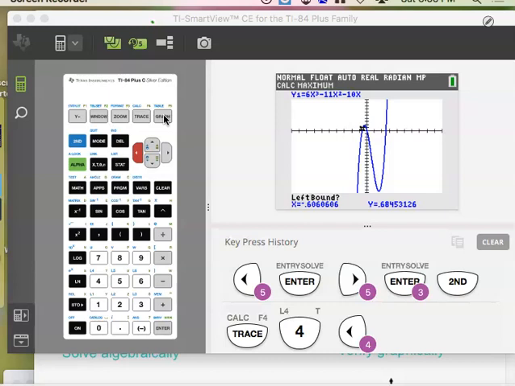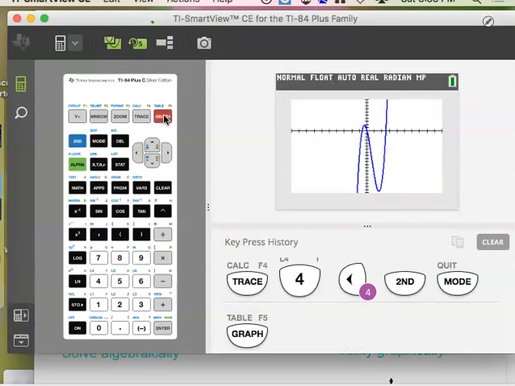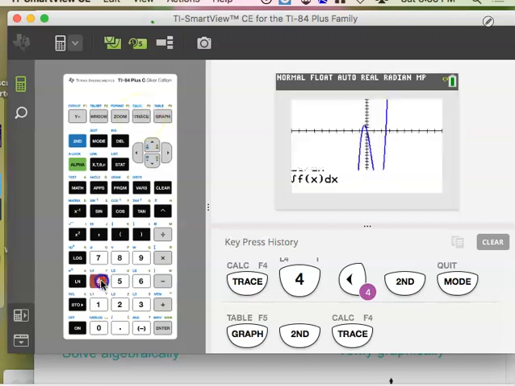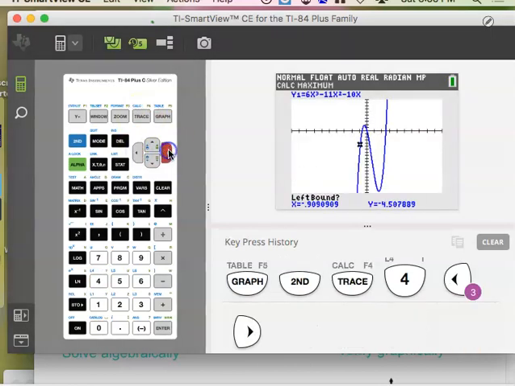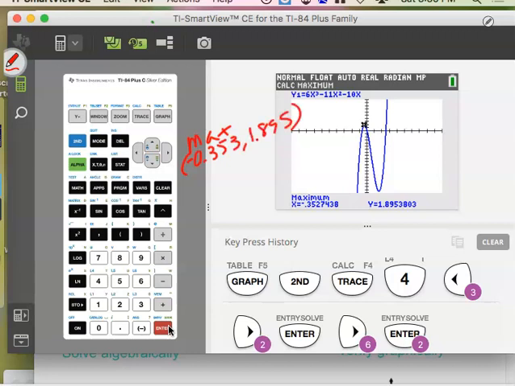All right, so I need to go back to quit here and try the graph. Second trace, number 4, maximum. Blinky's already on the left on mine. I hit enter, and then the right of the hill has to be going down. Enter, enter through guess, and there's our maximum there. So let's write that one down. We've got a local max of negative 0.353 and 1.895. So that's a local max.